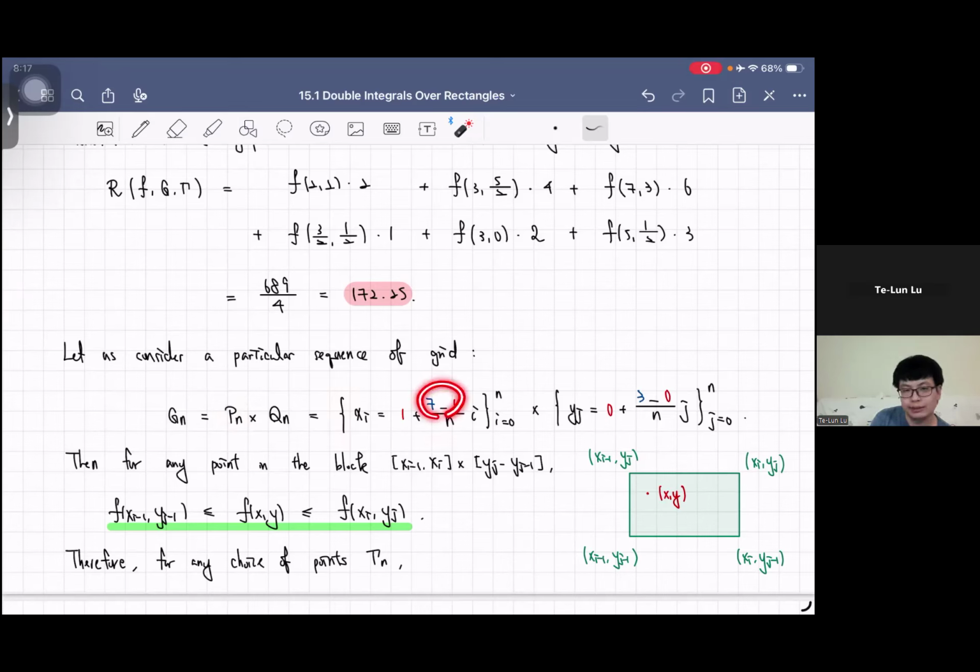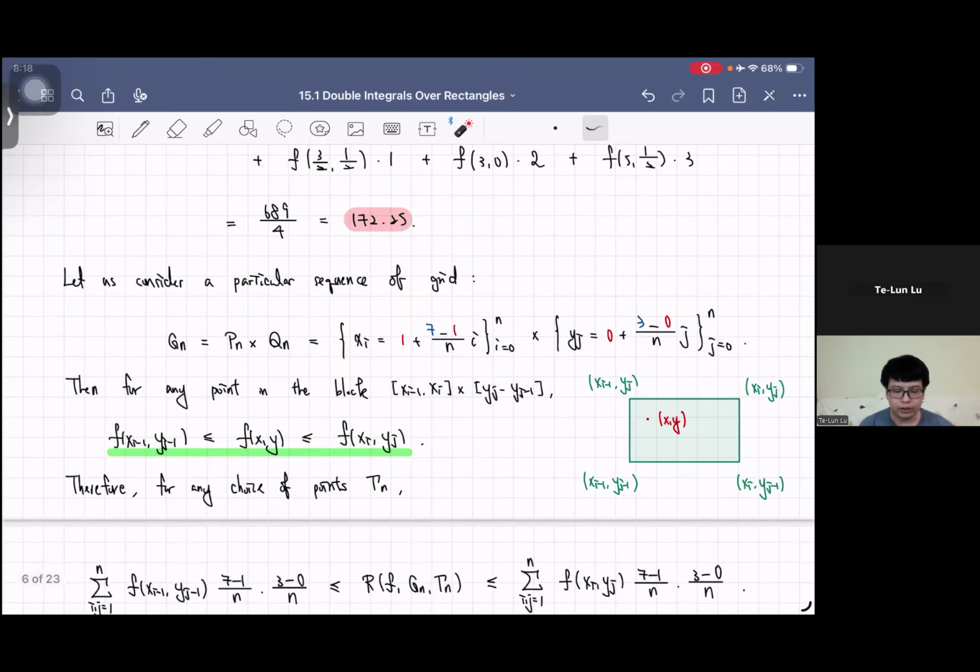So we can partition [1,7] into these points: x_i equals 1 plus (7 minus 1), which is 6, divided by n, times i, where i ranges from 0 to n. When i is 0, this term is 0, so it corresponds to the first point 1. And when i is n, the n and n cancel out, so you have 1 plus 6, which is 7, the endpoint. The same thing happens for the vertical region, so y_j can be defined the same way: 3 divided by n times j. When j is 0, you have the bottom point 0. When j is n, you have the upper point 3. So this is a grid of this rectangular area whose mesh goes to 0 as n goes to infinity. We're cutting more and more pieces of the rectangle.